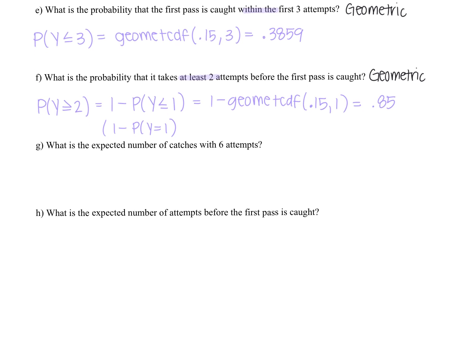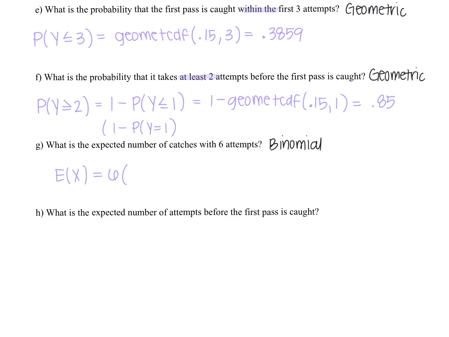The last two are going to be examples of mean. So what is the expected number of catches with 6 attempts? So again, I've gone back to giving you an n. So this means I'm going to be doing the binomial distribution's mean. So the expected value for a binomial distribution, which is given to you on the formula sheet, is n, which in this case is 6, times p, which is 0.15. And we get 0.9. So that means we expect Will to catch 0.9 of the passes if he's thrown 6 times, which is not great.